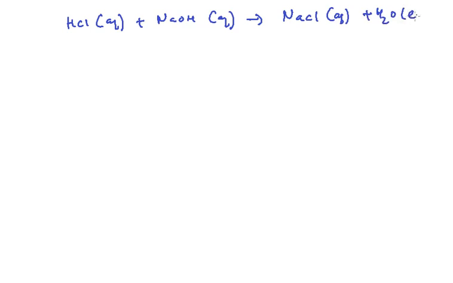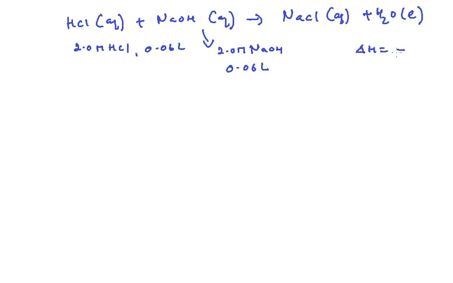So basically, in our case, we have hydrochloric acid plus sodium hydroxide provides us sodium chloride and water. So we have 2.0 molarity of hydrochloric acid with 0.06 liter. At the same time, we have 2.0 molarity of NaOH with 0.06 liter, and we wanted to know the delta H value. So the delta H value can be calculated as m times c times delta T.